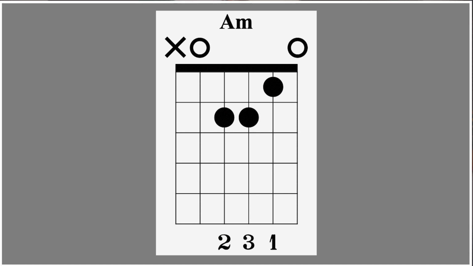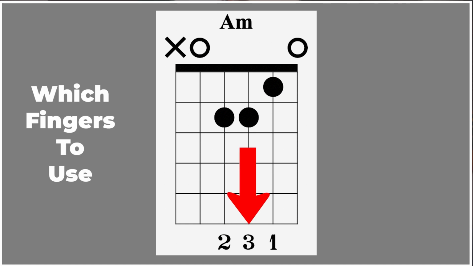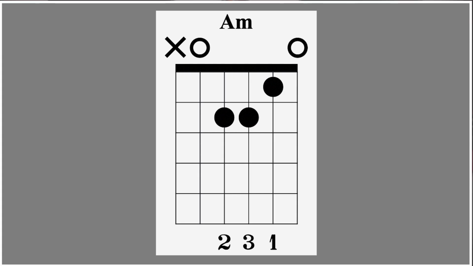The numbers at the bottom of each one of these lines will tell you which finger to use for which note. So we'll use our second finger on the second fret of the D string, our third finger on the second fret of the G string, and our first finger on the first fret of the B string. So that tells us what to do with 3 of the 6 guitar strings. Now for the other 3 strings.